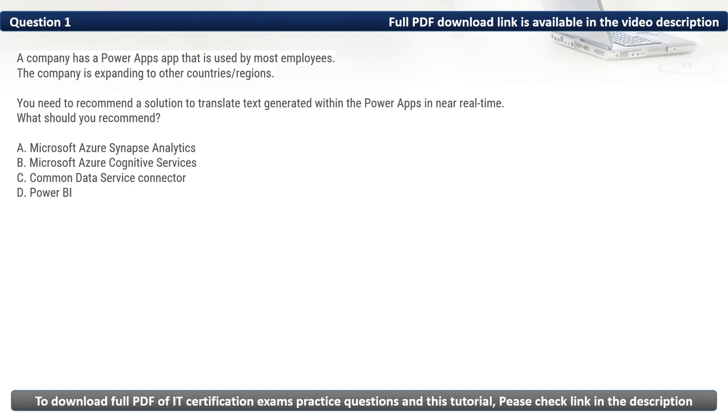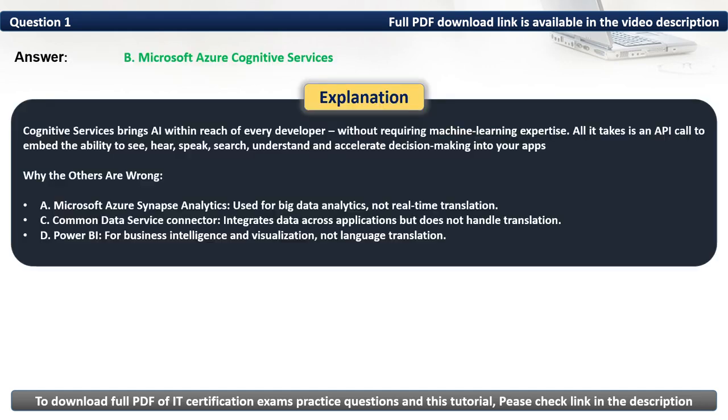Let us first discuss the incorrect options. About A, Microsoft Azure Synapse Analytics is used for big data analytics, not real time translation. About C, Common Data Service Connector integrates data across applications but does not handle translations. About D, Power BI is used for business intelligence and visualization, not language translation. As such, the correct option is Microsoft Azure Cognitive Services. Thus, the correct option is B.